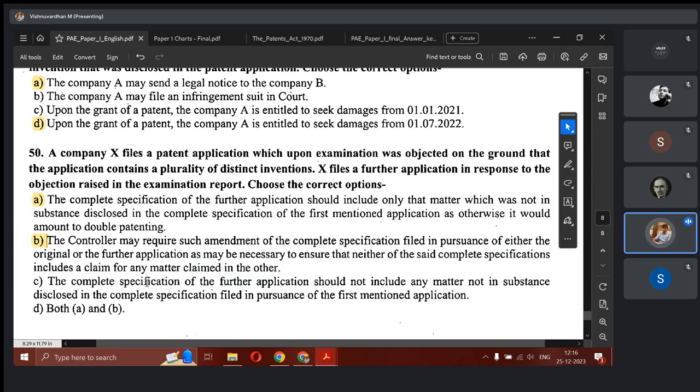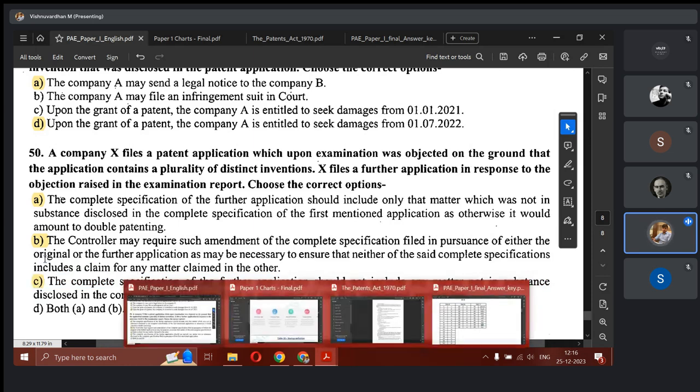C, the complete specification of the further application should not include any matter not in substance disclosed in the complete specification filed in pursuance of the first mentioned application. Again, don't you think C is talking the same as A? I can't tell the difference between A and C. Maybe just the word double patenting is not there, but C is there. And then D is both A and B. You can see how ambiguous the options themselves are. But I think the answer has to be A, B, and C.